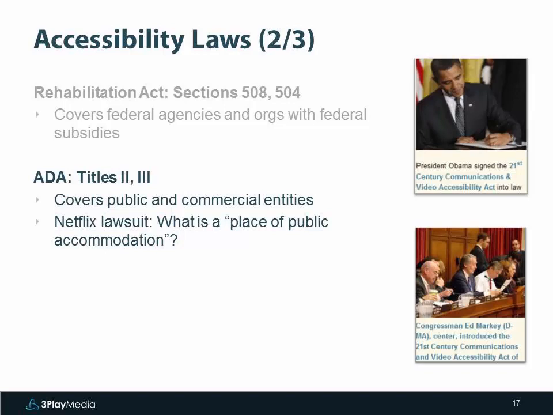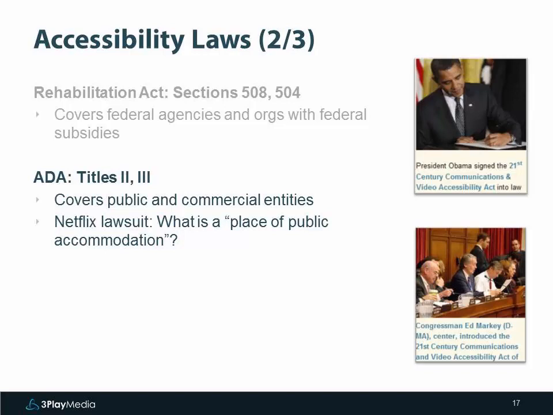But one of the landmark lawsuits that happened a couple of years ago was with the NAD, the National Association of the Deaf, which sued Netflix on the grounds that a lot of their streaming movies lacked captions, and they cited the ADA Title III. One of Netflix's arguments was that they do not qualify as a place of public accommodation. The courts ended up ruling in the end that Netflix does qualify as a place of public accommodation, and they ended up settling. Netflix has captioned, I think, close to 100%, if not 100%, of all of their content at this point.